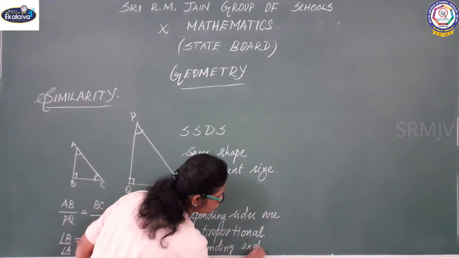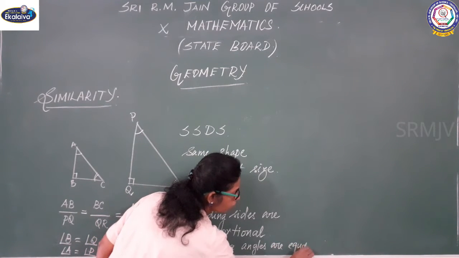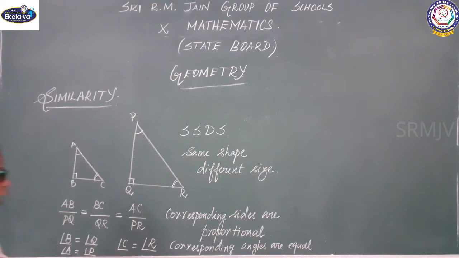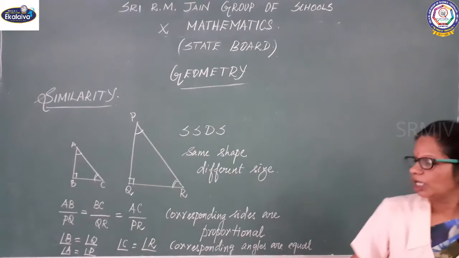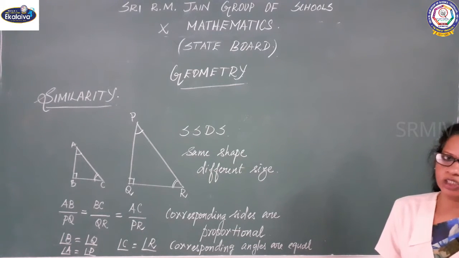Corresponding angles are equal. You don't think that it is applicable only for right triangles, not like that, whatever type of triangle, right? Now you see, AB by PQ equal to BC by QR equal to AC by PR. Corresponding sides are proportional. Angle B equal to angle Q, angle A equal to angle P, angle C is equal to angle R. Corresponding angles are equal. If any one of these two is there, you can conclude that the triangles are similar.